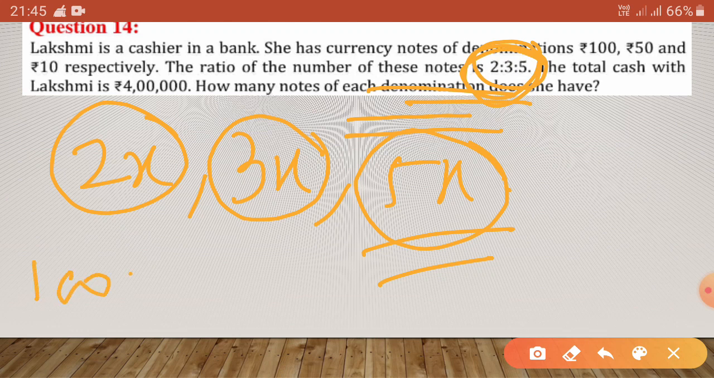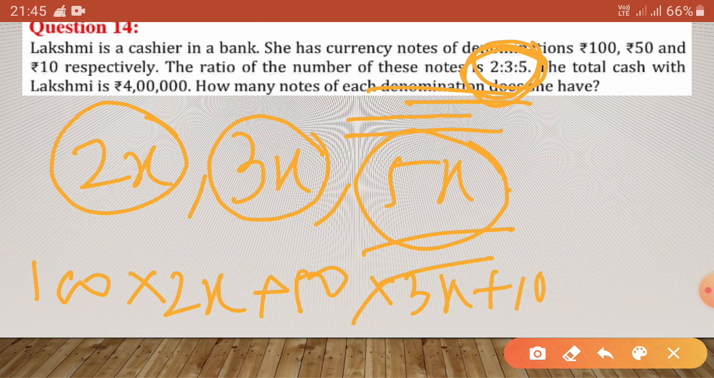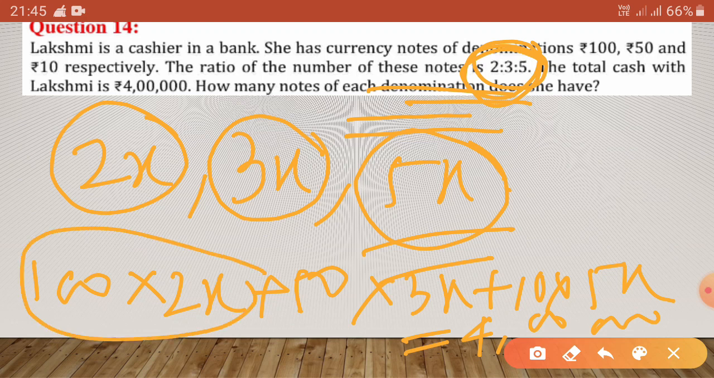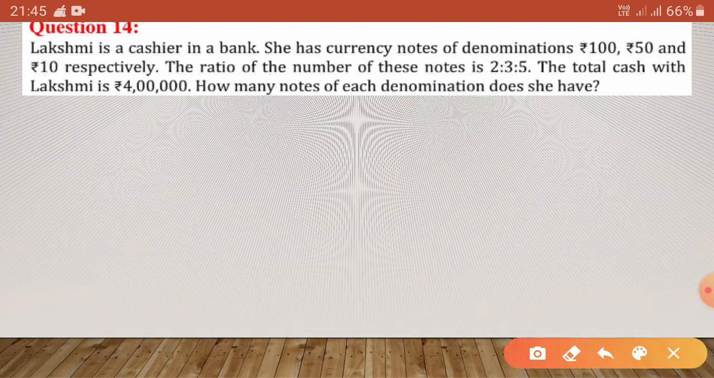So according to the question, we can write that 100 into 2x plus 50 into 3x plus 10 into 5x equal to 4 lakh. Why are we multiplying this? Because the total cash with Lakshmi is 4 lakh, already given. So if we multiply the number of notes by the currency value and add all those, then it gives us the total cash.